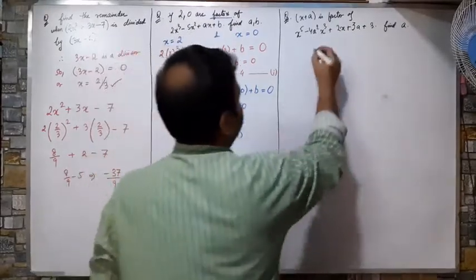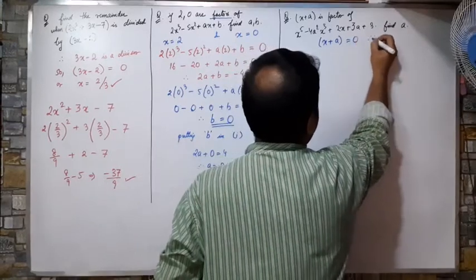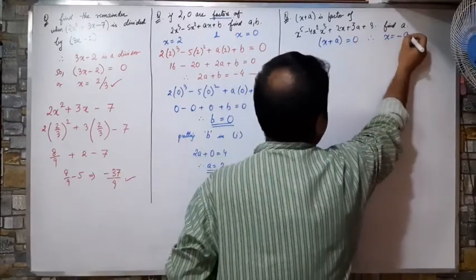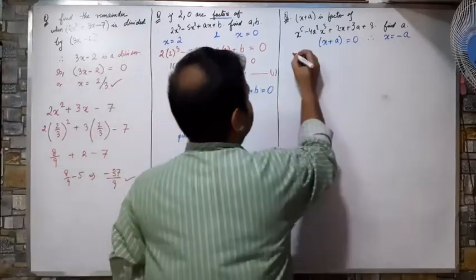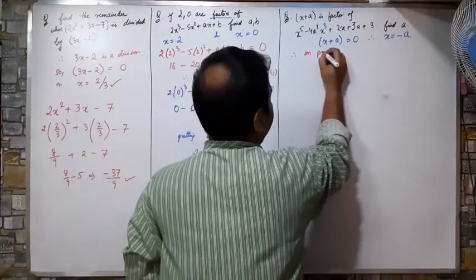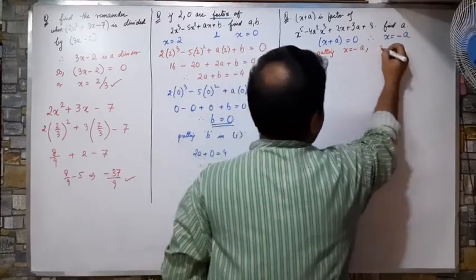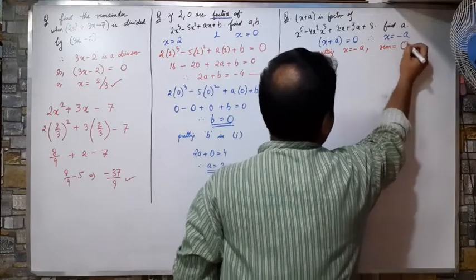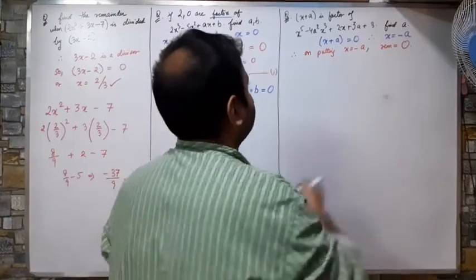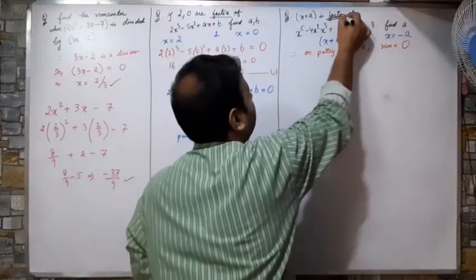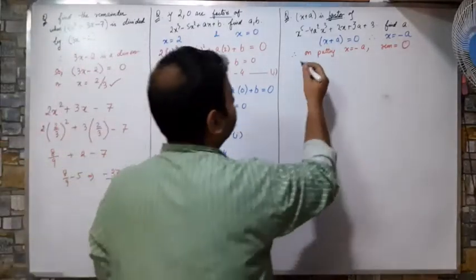So what I have got? I have got x plus a is a factor. That means x plus a equal to 0. So therefore x will be equals to minus a. And when I will put x equals to minus a, the remainder will be equals to 0. Why is the remainder 0? Because it's already given that x plus a is a factor. Factor means the remainder is going to be 0. So let us put the value of it.